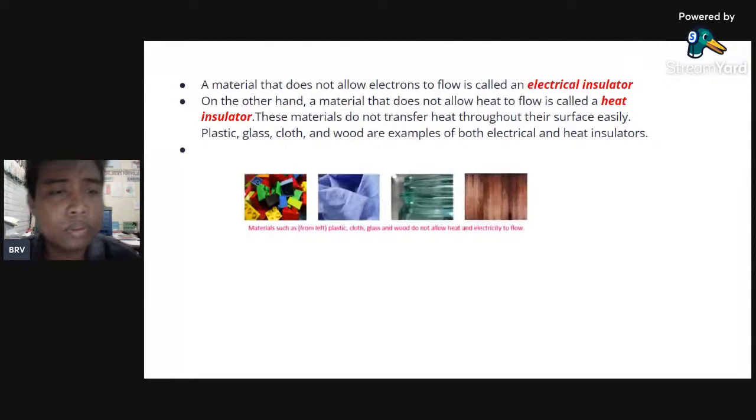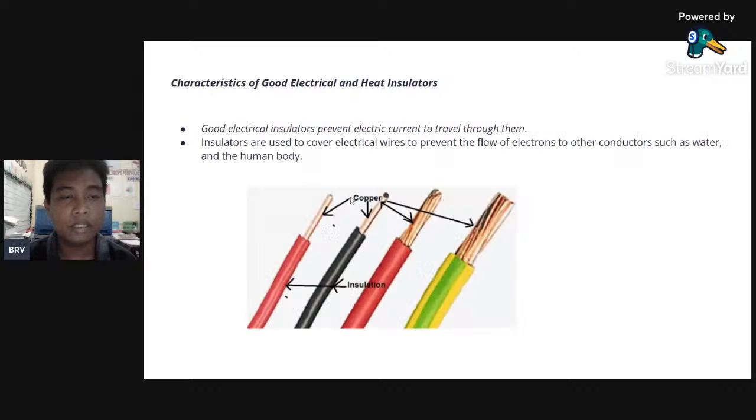So those are examples of insulators, that do not allow heat and electricity to pass through easily. So what is their purpose?